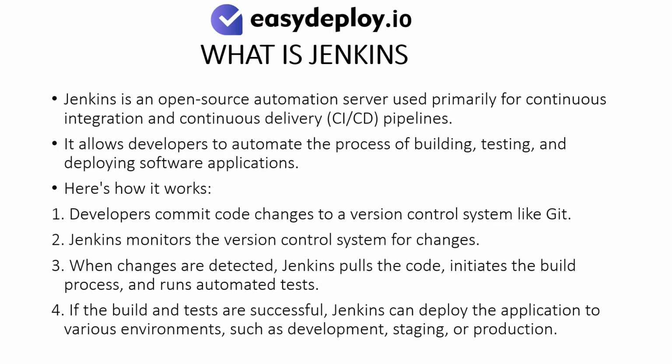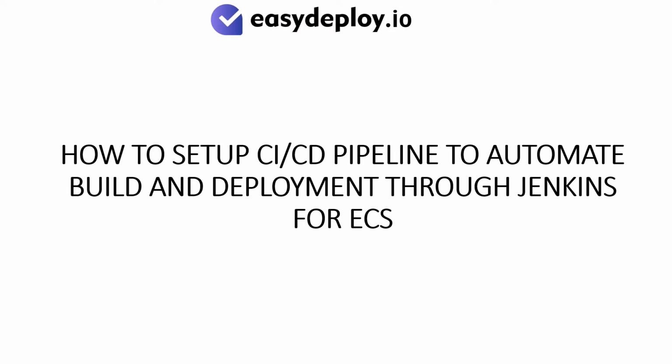Here's how it works. Developers commit code changes to a version control system like Git. Jenkins monitors the version control system for changes. When changes are detected, Jenkins pulls the code, initiates the build process, and runs automated tests. If the build and tests are successful, Jenkins can deploy the application to various environments, such as development, staging, or production. How to set up a CI/CD pipeline to automate build and deployment through Jenkins for ECS.